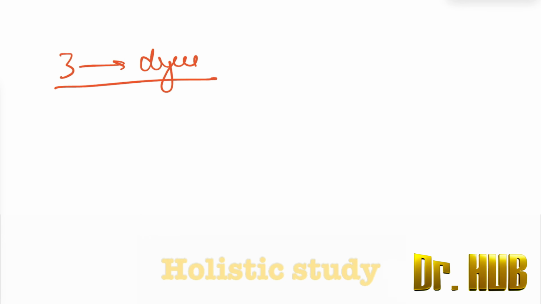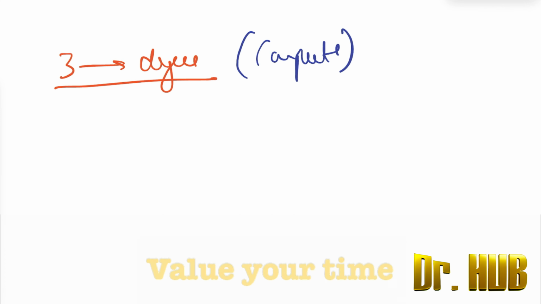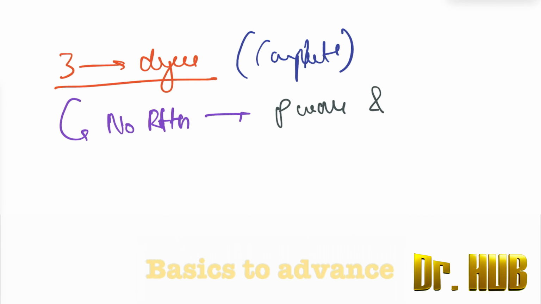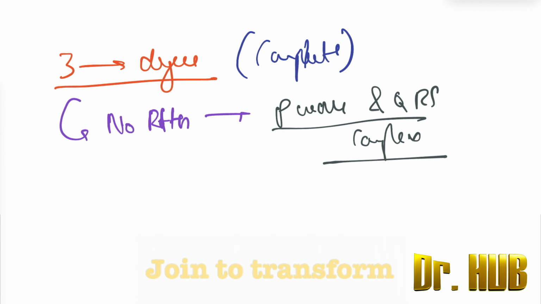Lastly, we look at the third degree heart block. The third degree is known as a complete heart block. In terms of a complete heart block, the ECG shows no relationship between the P wave and the QRS complex. So there is no relationship.